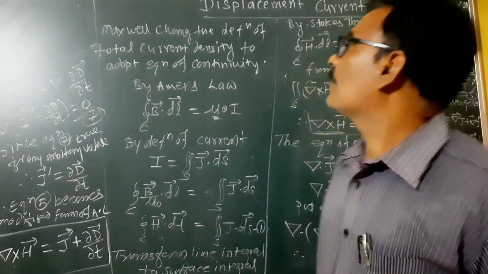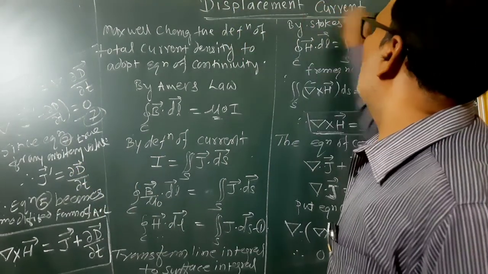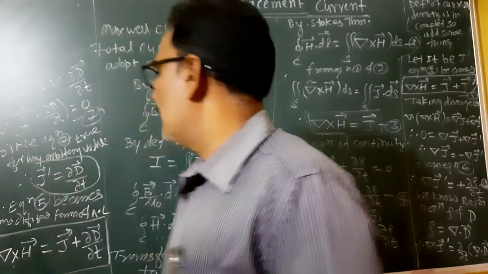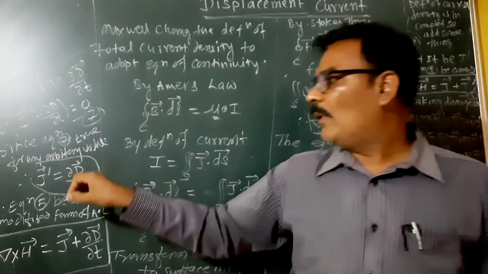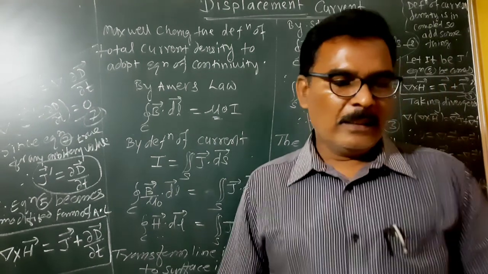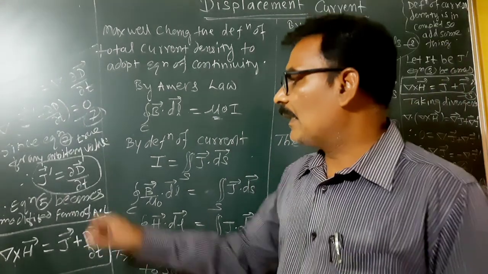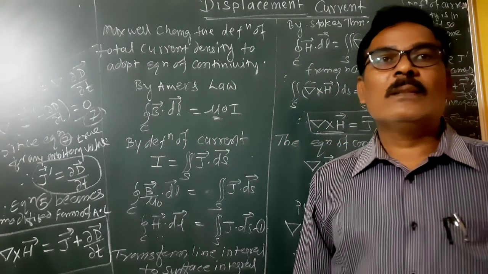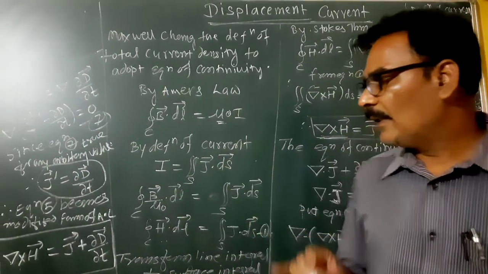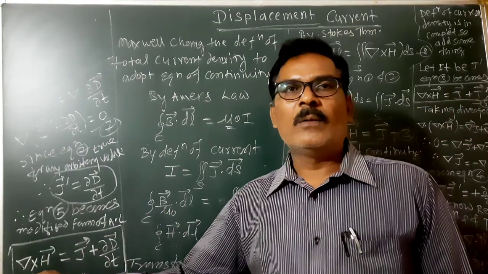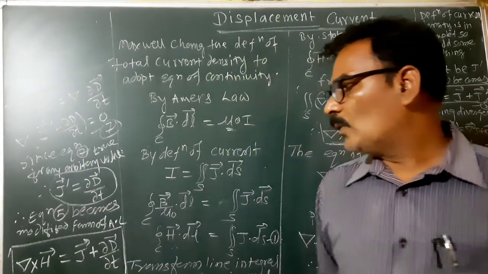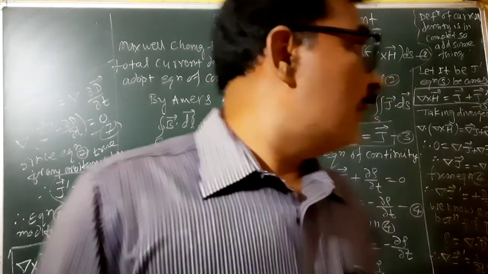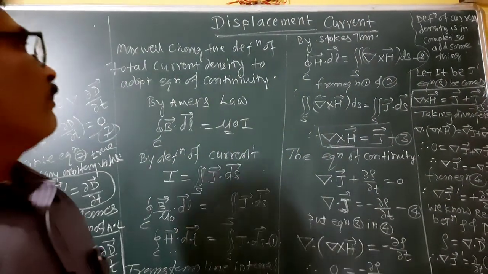Displacement current. This factor is called displacement current. J bar dash is equal to dou D bar by dou t. This factor is called displacement current. D bar by dt is called the displacement current, right? And from this modified form, we write curl of H bar is equal to J bar plus dou D bar by dt. I think this is a very important article on displacement current.